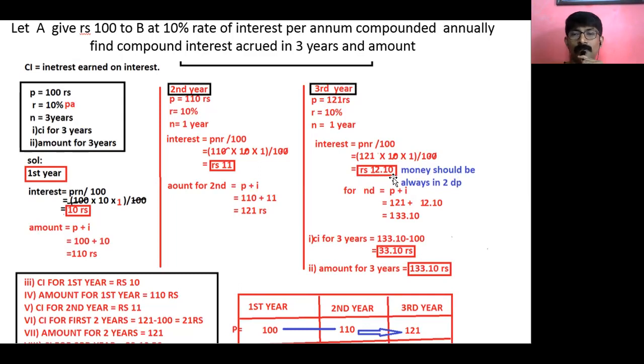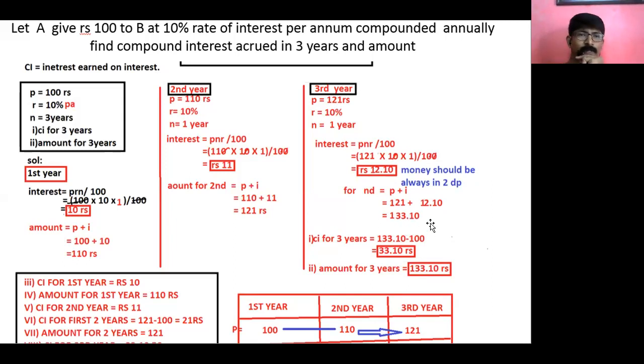And now the amount for the third year. The amount for the third year will become principal plus interest. What is principal? 121. What is interest? 12.1. And 121 plus 12.1, if you add it, becomes 133.10. So this is the interest for the third year, and this is the amount at the end of the 3 years.